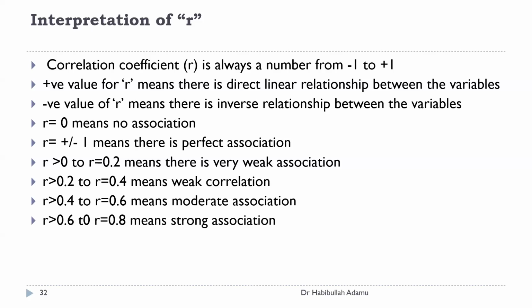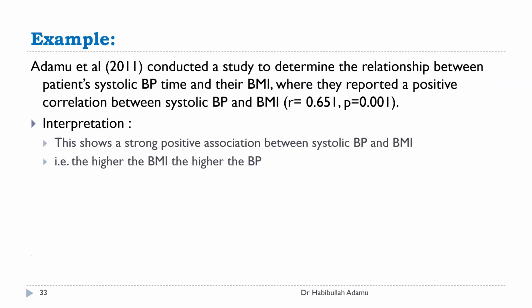Then if it is 0.6 to 0.8, it is what? Strong association. And 0.8 to less than 1, that means from 0.8 up to 0.99, it is what? A very strong association. So that is the interpretation.